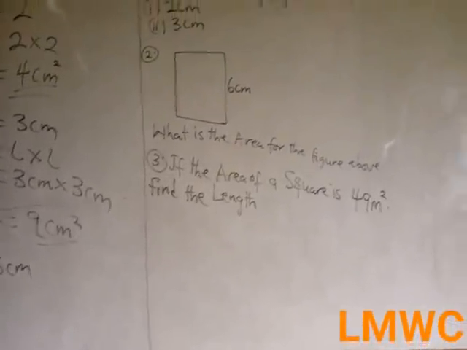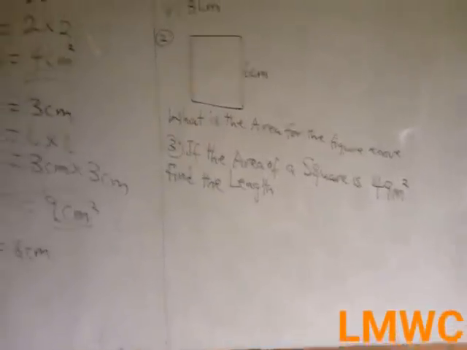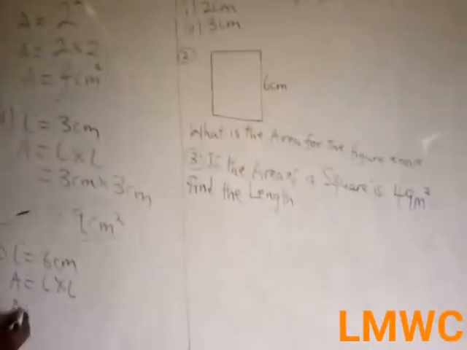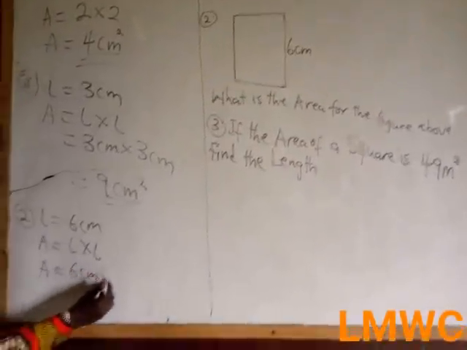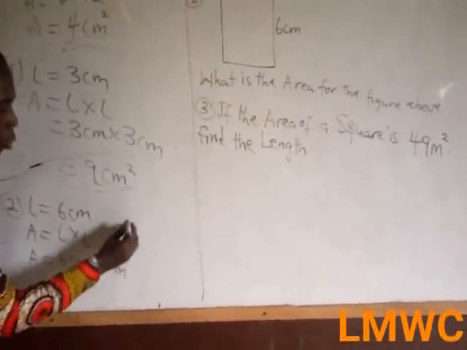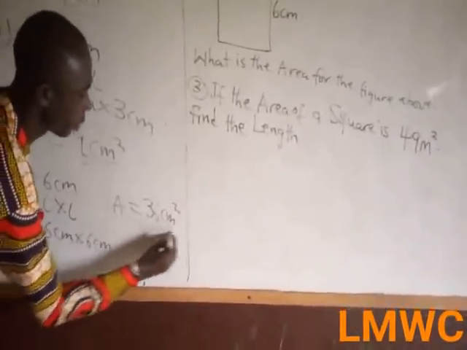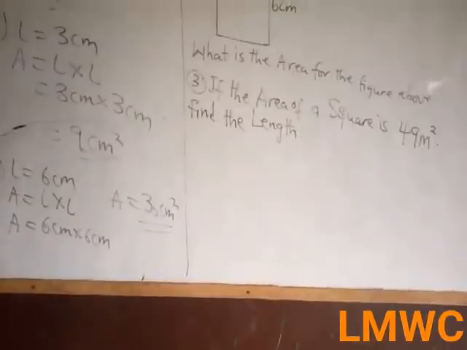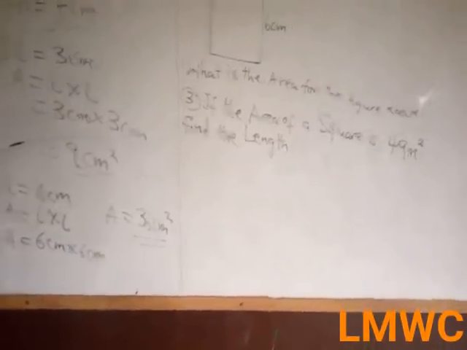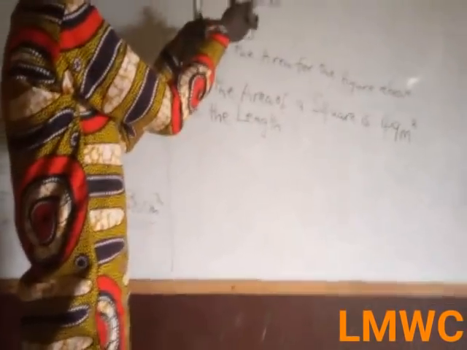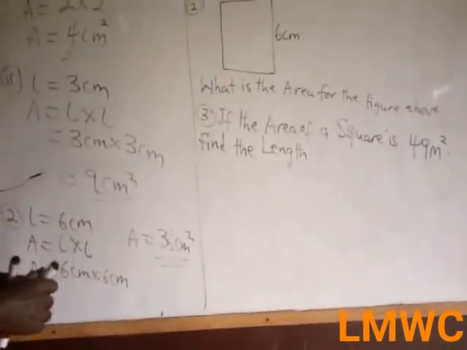So the length is 6 centimeters and you have been asked to calculate the area. So A is equal to L times L. We have A is equal to 6 centimeters times 6 centimeters. So A is equal to 36 centimeters squared. That's our answer. So they can draw a figure for you, and they will ask you to calculate the area.